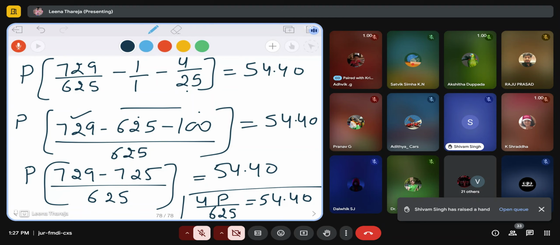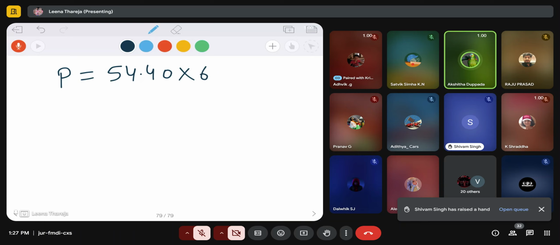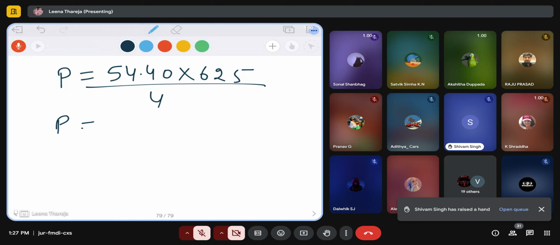Now P will be equal to what? 54.40 multiplied by 625 divided by 4. That I think you can do. If you divide 54.40 directly, I think it is divisible by 4. 13.6 you get. 4 ones are 4, 4 threes are 12, 4 6s are 24. Ma'am, principal is 8,500. Correct.